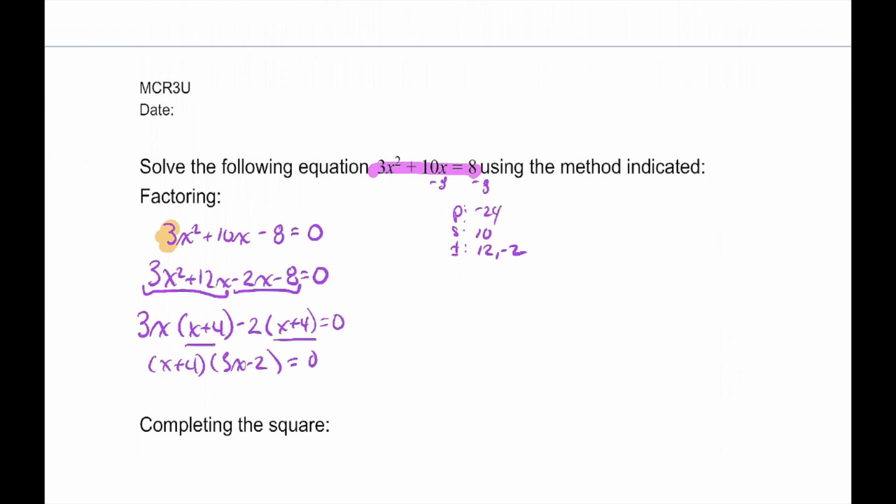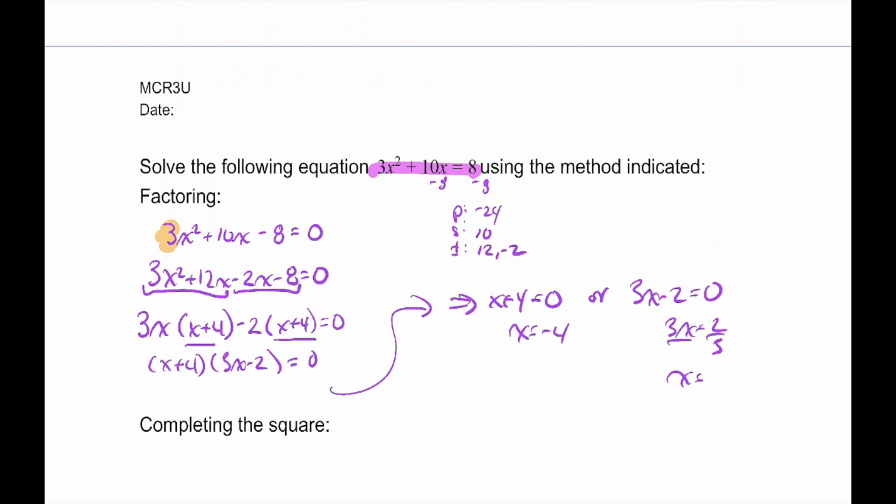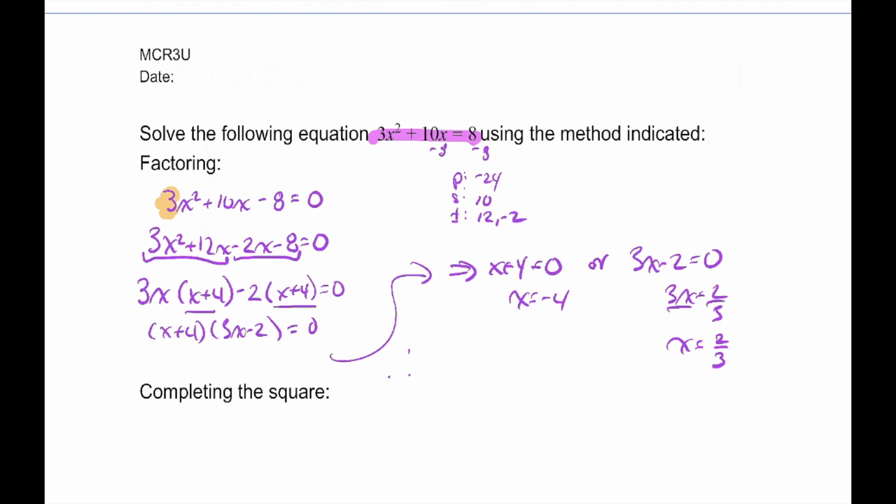So therefore, this implies that x plus 4 is equal to 0, or 3x minus 2 is equal to 0. Solving for these two little equations, we get x is minus 4, and then here we get 3x is equal to 2, dividing both sides by 3, we get x is equal to 2/3. So therefore, x is equal to minus 4, or 2/3. Those are my two solutions.